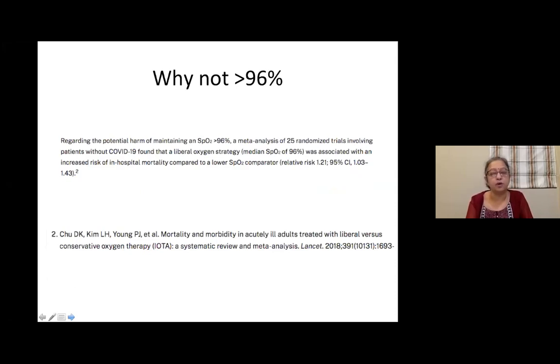And why do we not want more than 96%? Obviously, we are all dealing with oxygen supply issues, with so many people in the pandemic needing oxygen. In addition to that, a systematic review and meta-analysis in the Lancet in 2018 found, across 25 randomized controlled trials in patients without COVID-19, that above an SpO2 of 96%, a liberal oxygen strategy was associated with an increased risk of in-hospital mortality compared to a lower SpO2 comparator. So 92 to 96 quite nicely takes care of tissue oxygenation. Too much and too little of everything is bad, and we take it from there.